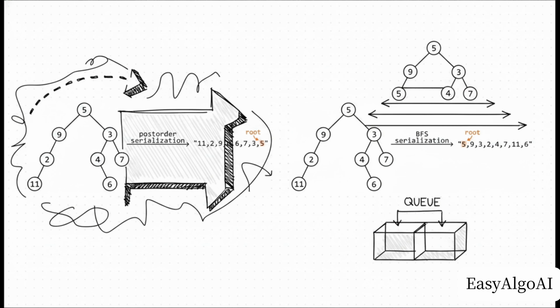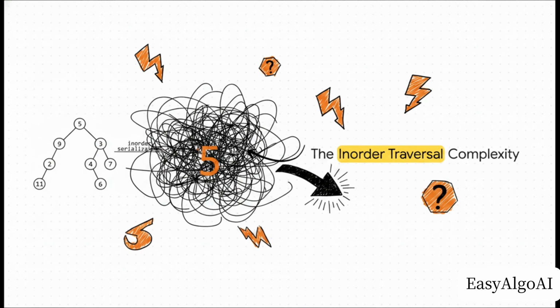Meanwhile, on the right, breadth first search, or BFS, gracefully serializes the tree level by level from top to bottom, left to right. It's highly organized, but it does require a different approach using queues rather than simple recursion to rebuild. However, be incredibly careful with in-order traversal.